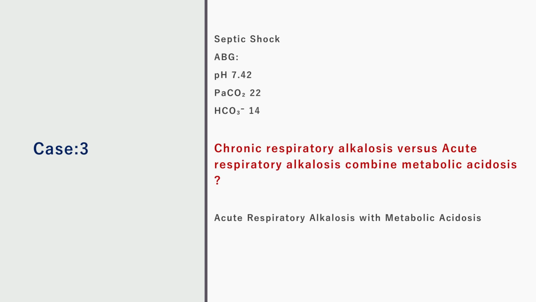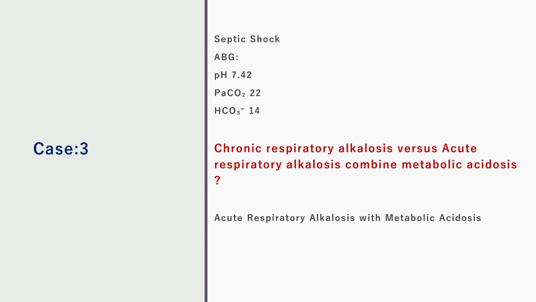Case 3. Septic shock. Arterial blood gas: pH 7.42. CO2 22 millimeters of mercury. Bicarbonate 14. What do you think this is? Chronic respiratory alkalosis or acute respiratory alkalosis combined with metabolic acidosis? How to differentiate between these two arterial blood gas findings? Always correlate clinically. As sepsis is an acute, rapidly evolving process, the possibility of chronic respiratory alkalosis is less likely.